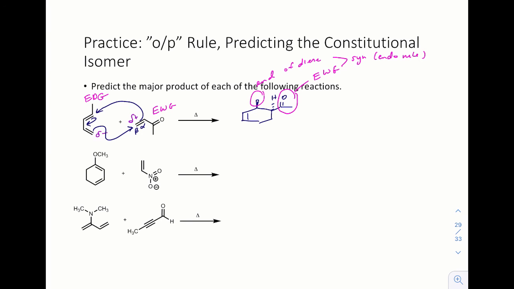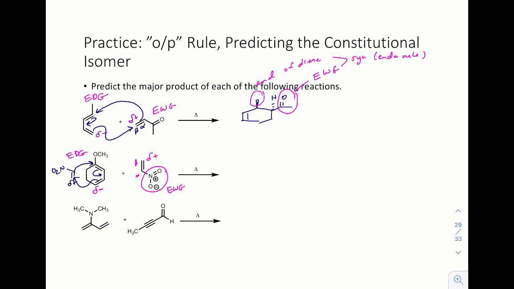Okay, next example. So another electron donating group will make the opposite end of the diene partially negative. There's an electron withdrawing group here that makes the beta carbon partially positive. So these two carbons are going to interact in the Diels-Alder. So I'll redraw that dienophile over here. All right, so the partially negative end of the diene attacks the partially positive end of the dienophile.